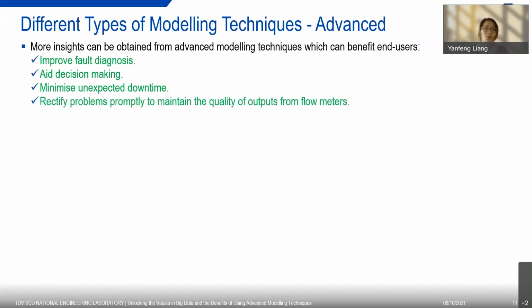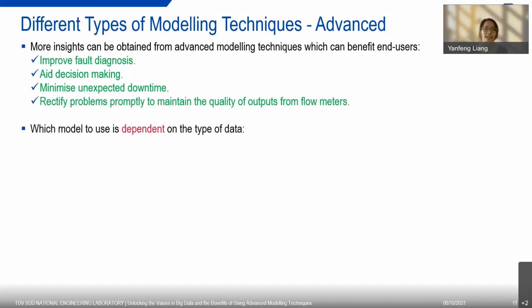And because we can do that, any problem can be alerted promptly to end users, and therefore problems can be rectified to make sure that the quality of output from flow meters is always at its optimum, while also minimizing the risk of the error propagating through the system.